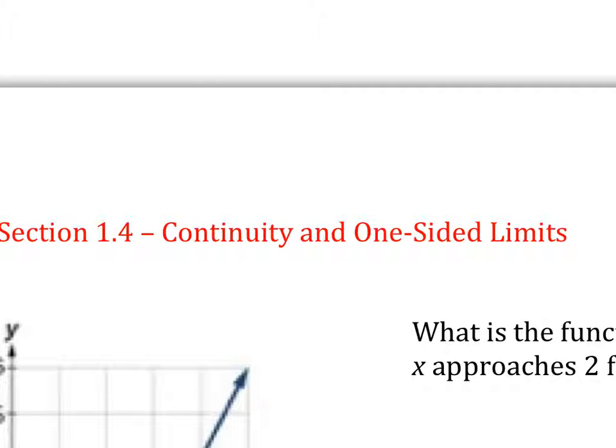1.4. Continuity and one-sided limits. So in this first chapter, there's a lot of theorems and there's a lot of theoretical thinking. So you need to kind of be able to think outside the box and logically reason a lot of things. So this is the section that has a lot of those. You have to think a lot.